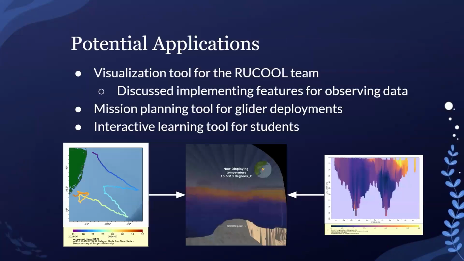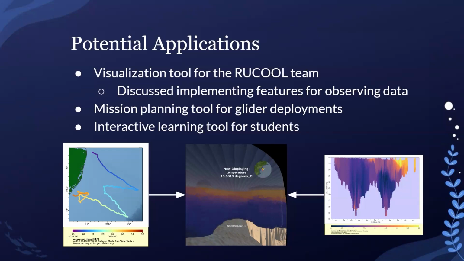For a potential application of this project, it can be used as a visualization tool for the RU Cool team. And throughout the summer, we discussed different implementation features for observing the data with the RU Cool domain experts, Laura and Josh. As you can see here on the leftmost corner, this is just the path of the glider shown as a line. And in the middle, you can see it as the wall of color.